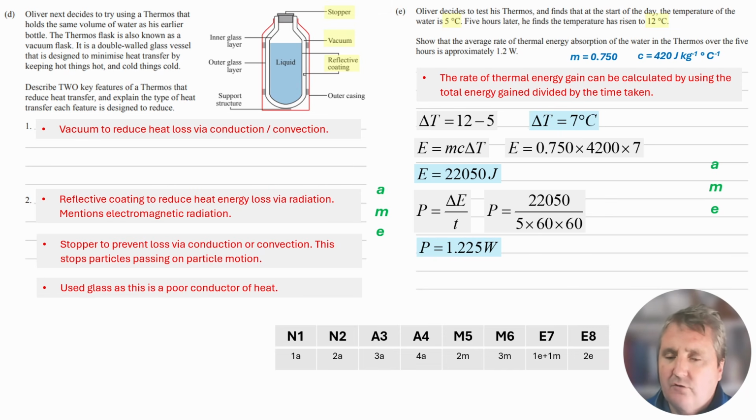And again, for question 2, 2 E's you get an E8, 1 E is an E7, 3 M's an M6, 2 M's an M5, 4, 3, 2, and 1 A's are A4, A3, N2, and N1. Let's look at the last question.